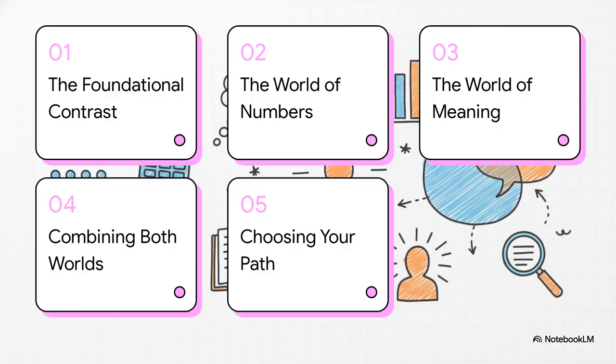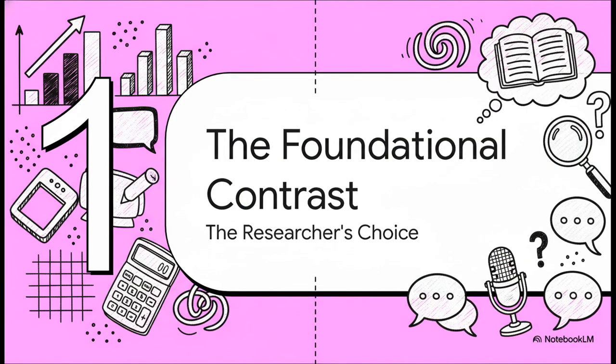All right, here's our roadmap for today. First up, we'll look at the fundamental choice every researcher has to make. Then we're going to explore the world of numbers and the world of meaning, each on their own. After that, we'll see how you can actually combine them, and we'll finish up with a really practical framework to help you choose your own path. Okay, let's dive right in.